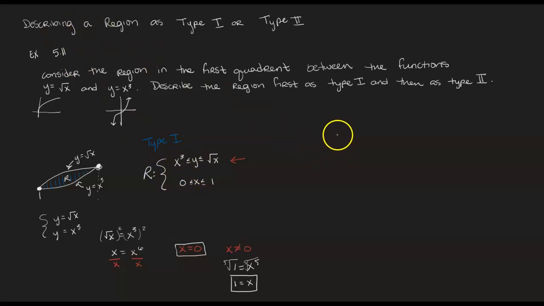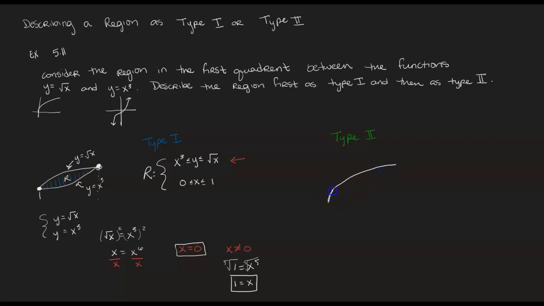Next, it says to describe it as a type 2 region. We need to shift our thinking. Instead of saying we have a top and a bottom function, we need to re-evaluate this region and consider it a left and a right function. So I'm going to copy our drawing.